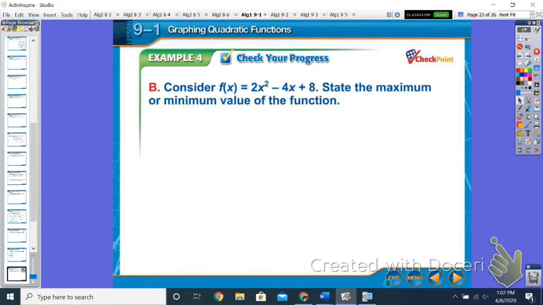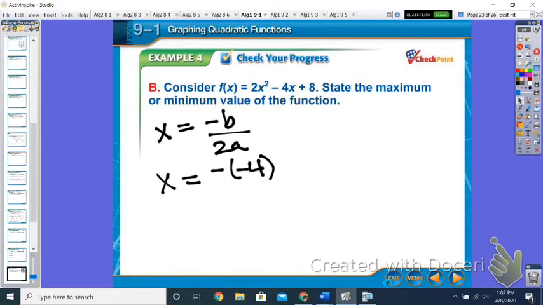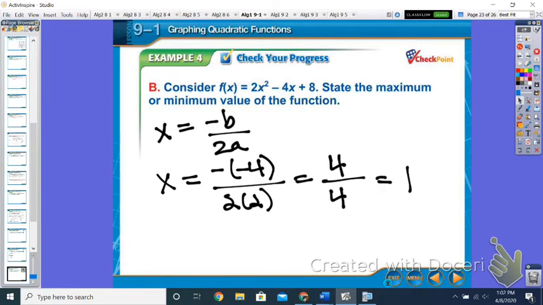And then to find it, you're just going to find your vertex. So again, you're going to do x equals -b over 2a, which is going to look like -4 over 2 times 2. That's positive 4 over 2 times 2 is 4, which is 1. So it's 1 comma something.